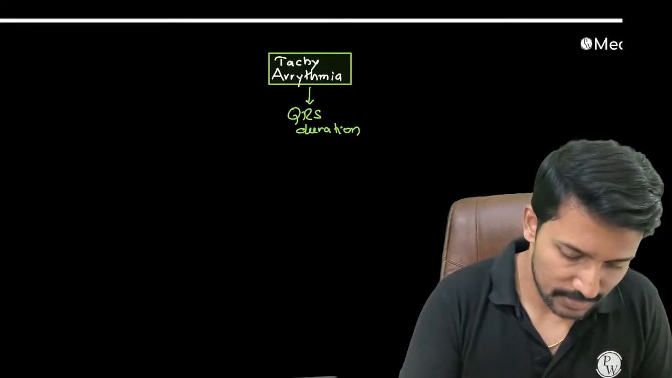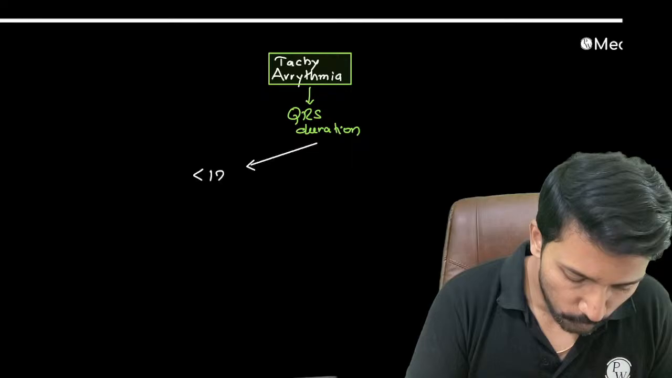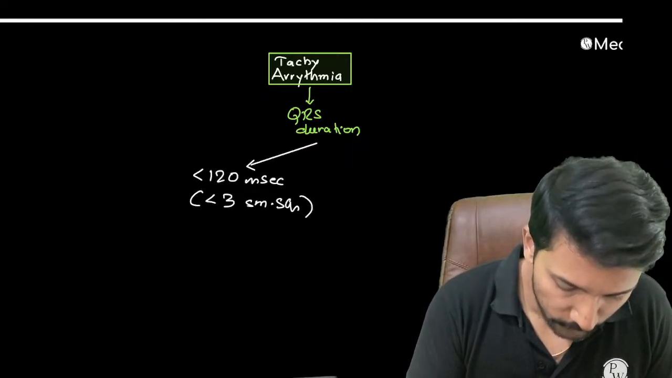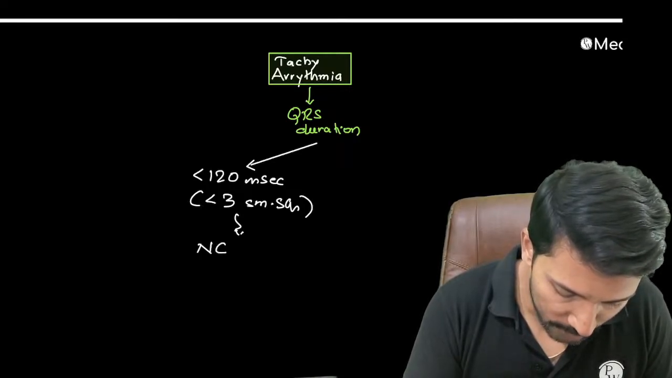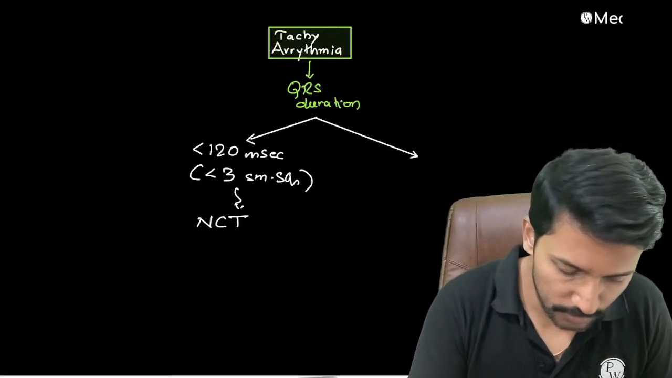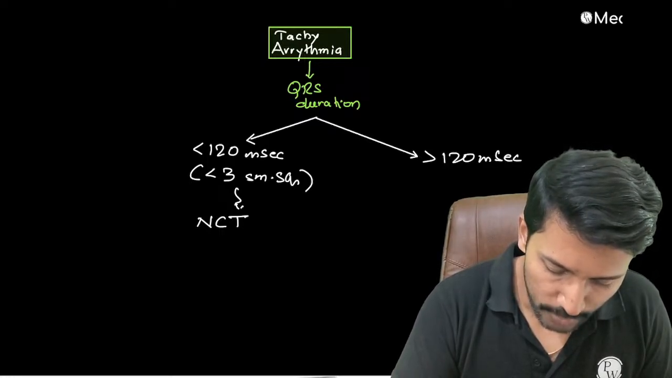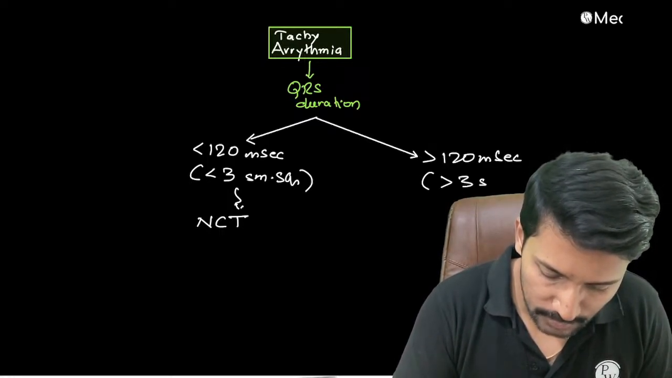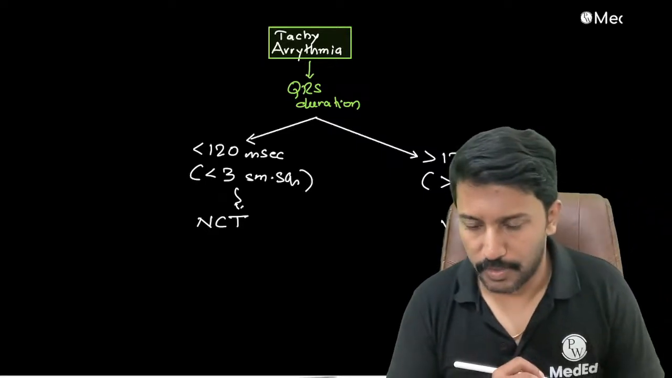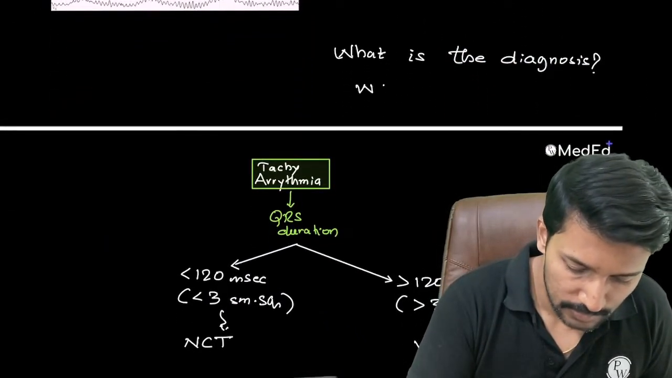So the normal QRS duration is less than 120 milliseconds. If it is less than 120 milliseconds, which means less than 3 small squares, we will call such a condition a narrow complex tachyarrhythmia. And if it is more than 120 milliseconds, more than 3 small squares, we will call it a wide complex tachyarrhythmia, right? So this patient, as we have understood so far, has got a wide complex tachyarrhythmia.